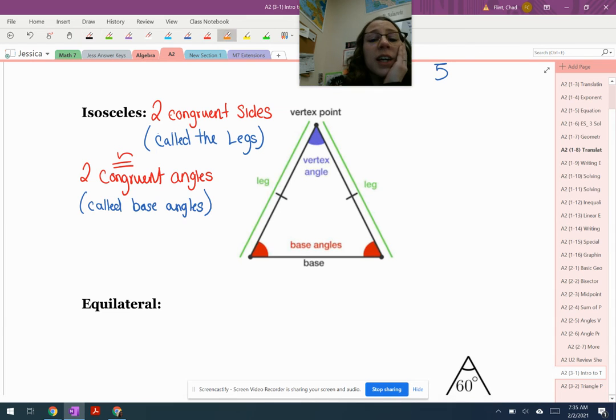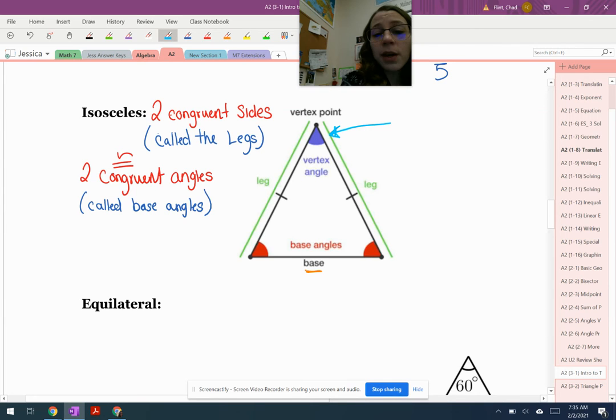Notice that the side that is not equal, you've got the legs and then you've got the base down here. That's kind of an obvious thing that we call that bottom, the base. And then the vertex angle is that other third unequal angle. So let's just make a note about that. That vertex angle is the third unequal angle.